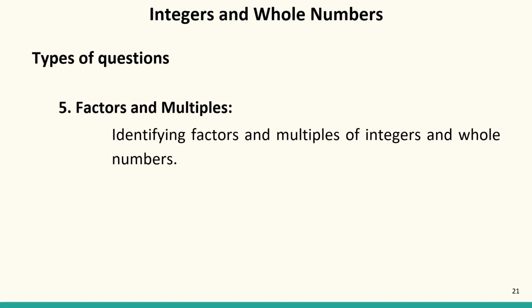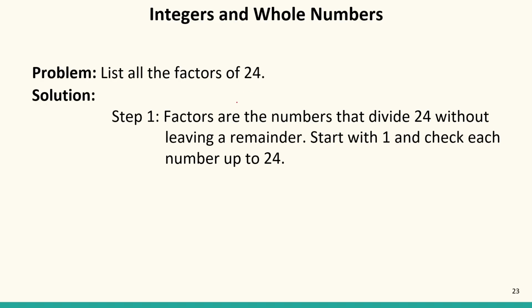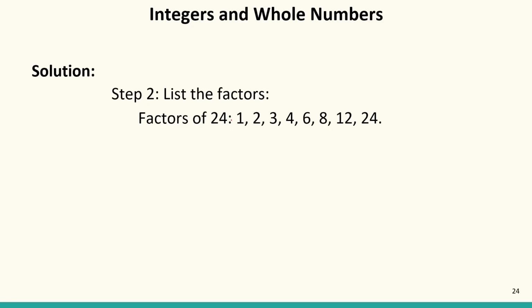So the fifth type of question is on factors and multiples. Let's see the example problem: list all the factors of 24. The first step will be to make a list of numbers. When we divide 24 by that number, we get 0 as remainder. We start with 1 and check each number up to 24. Here you can see that the list of factors are 1, 2, 3, 4, 6, 8, 12, 24.